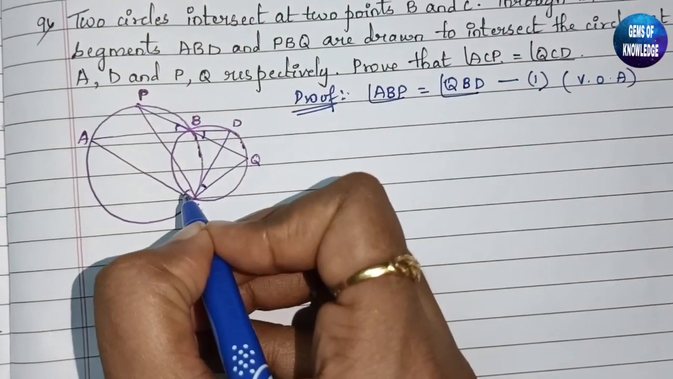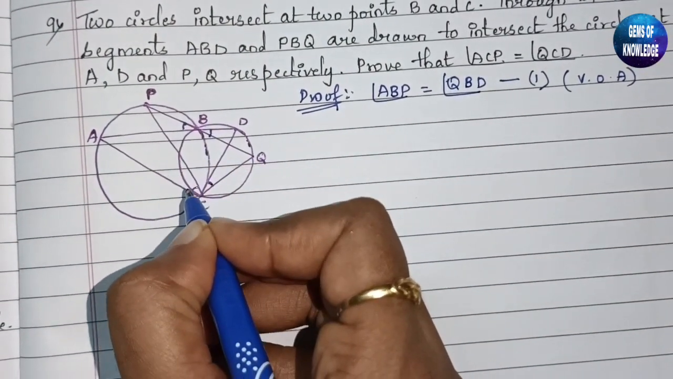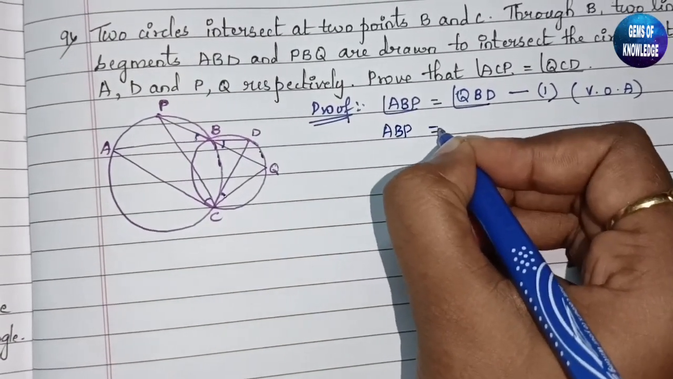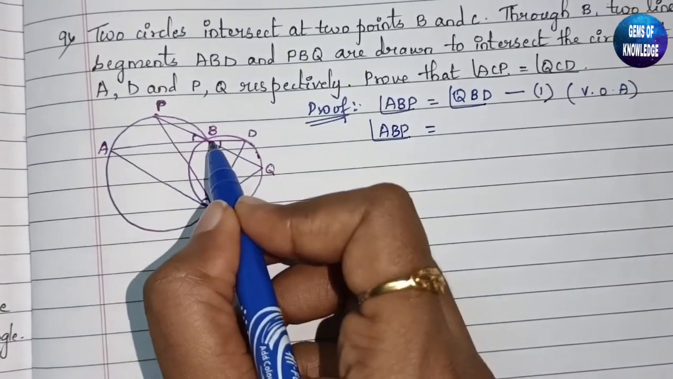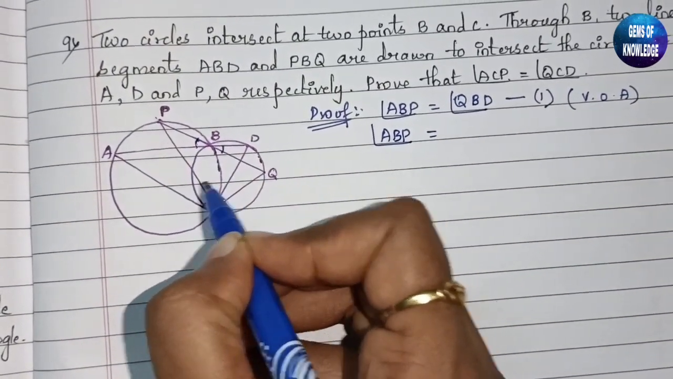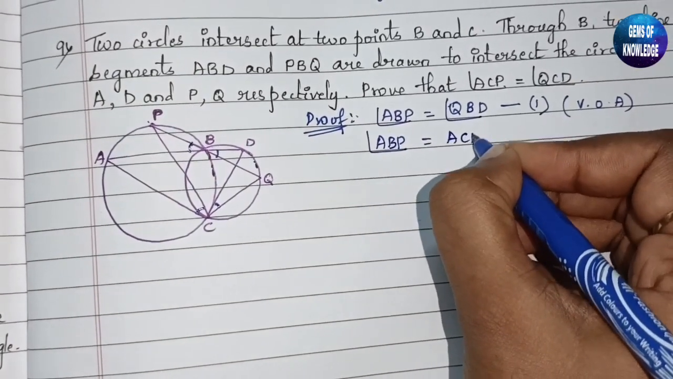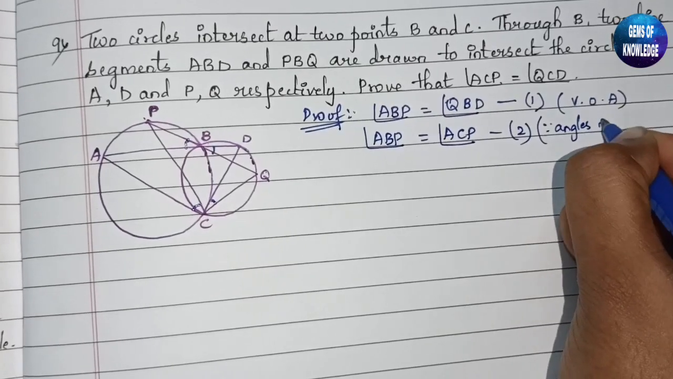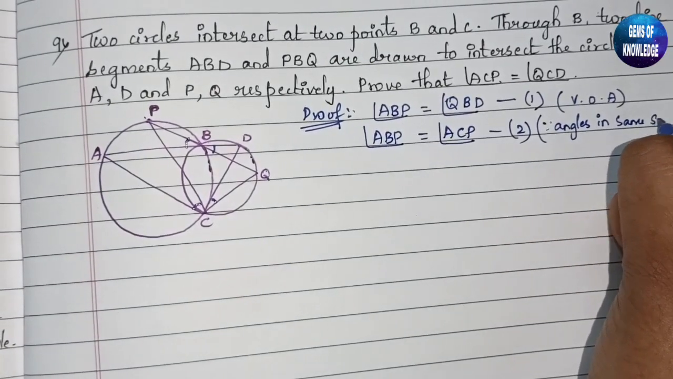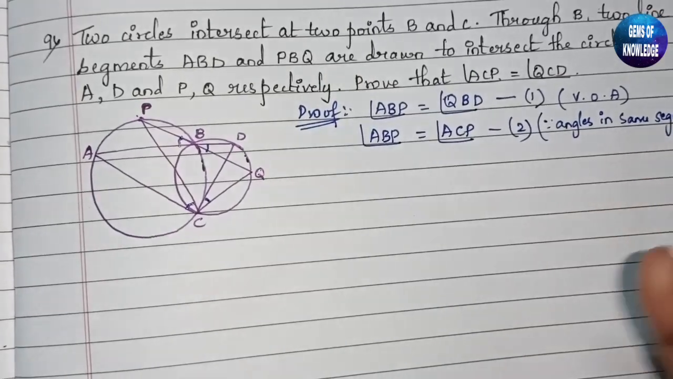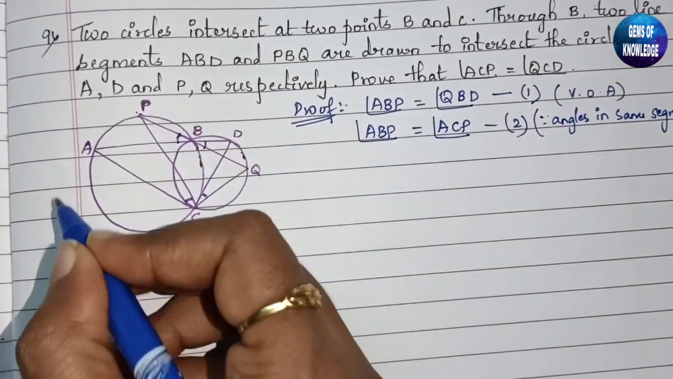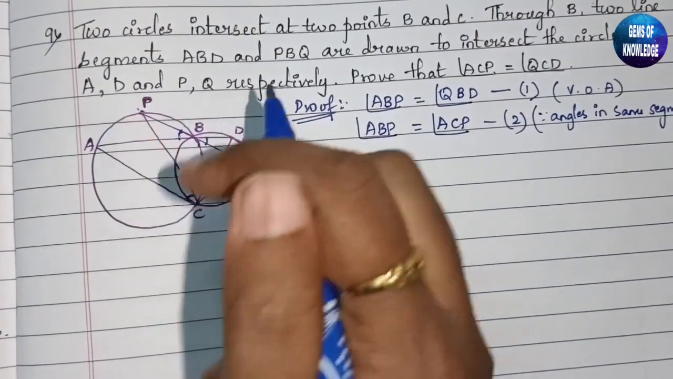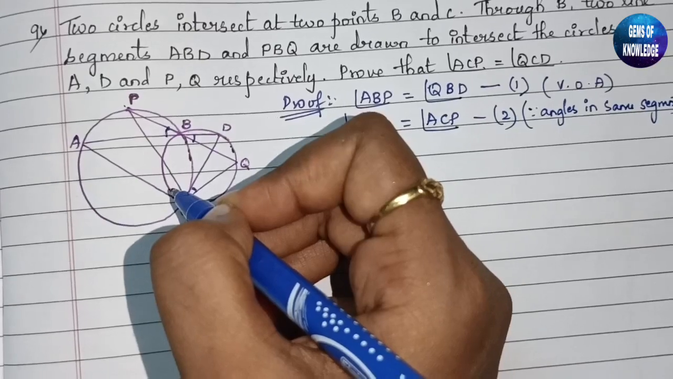Now we can say this angle is equal to this angle. That is, angle ABP is equal to angle ACP. Equation 2, since angles in the same segment. Both are angles in the same segment of this bigger circle. So these are the two angles in the same segment.